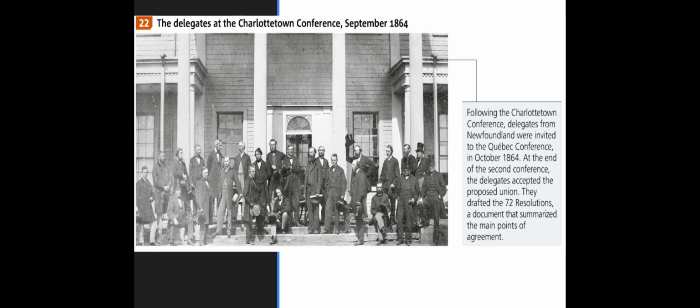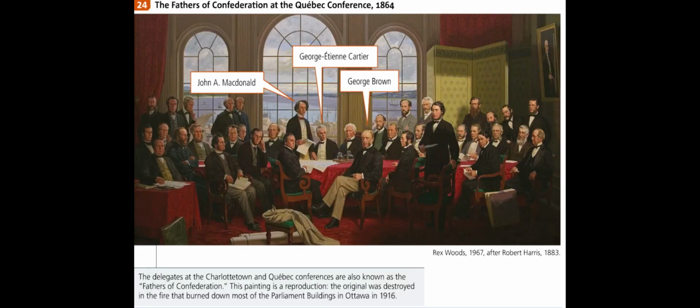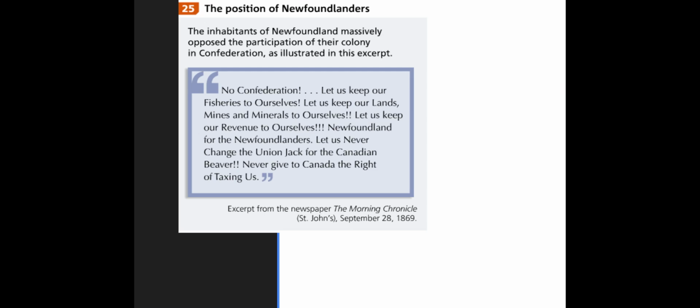Document 22 is another conference. This was the first conference. Then this was followed by the Quebec Conference, where they drafted 72 resolutions, and it ended with the London Conference, which was where Confederation was officially adopted.